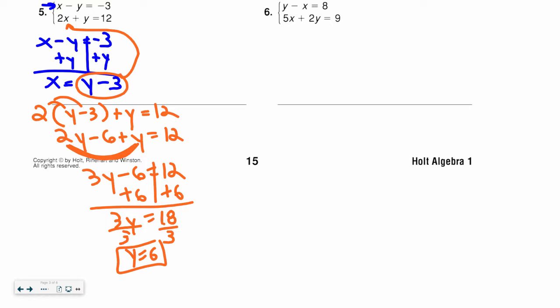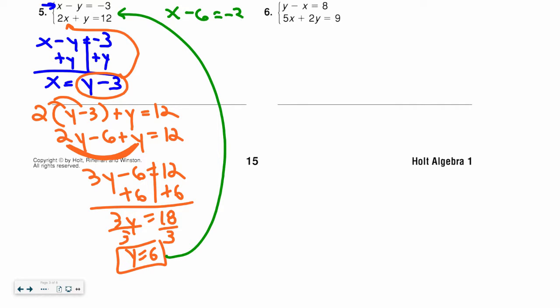So what I do with that is I plug it back in. I'm going to take the top equation and say x minus 6 equals negative 3. Add 6 on both sides. x equals 3. So my solution point is 3, 6.